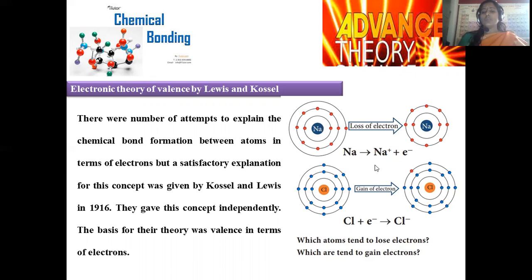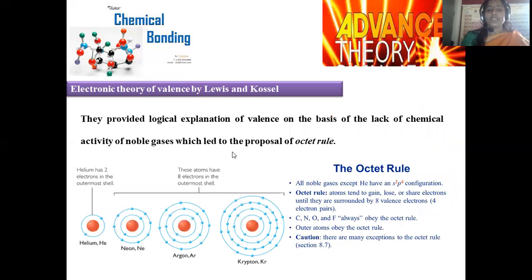In this manner, the tendency of losing or gaining electrons purely depends upon the valence electrons present in the outermost shell with respect to the central nucleus, right? This nature is purely attained by their valence electrons. Which atom tends to lose the electron and which one will gain the electron? How can we assume which is losing and which is gaining? That is purely based on its valence electrons. The ultimate goal is to attain the noble gas configuration. This is the electronic theory of valency given by Lewis and Kossel.